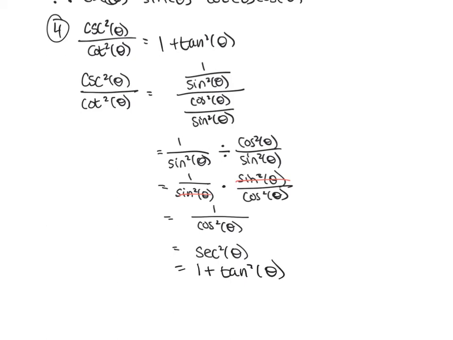So we've used all 3 types of our identities that we know so far. We've used some algebra skills. I think this is a really great problem. So let's finish it up with our conclusion statement that cosecant squared theta over cotangent squared theta is equal to 1 plus tangent squared theta. That conclusion statement, I always think about that as like a bragging statement.